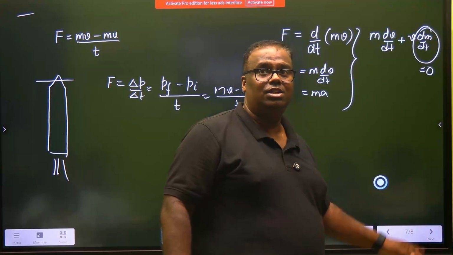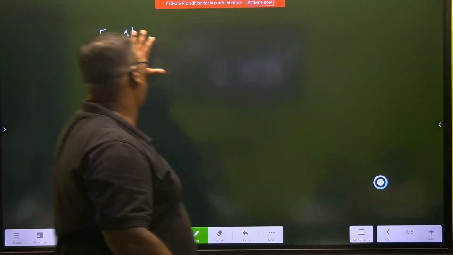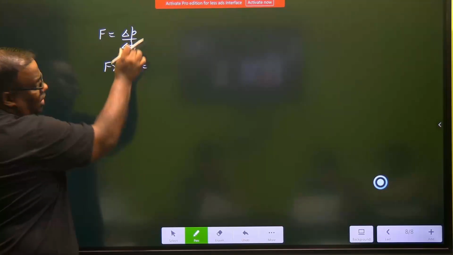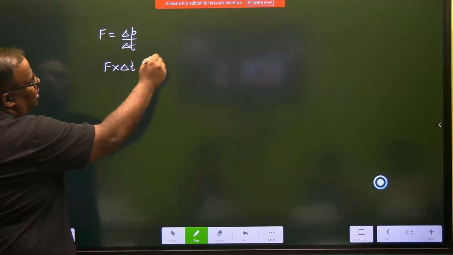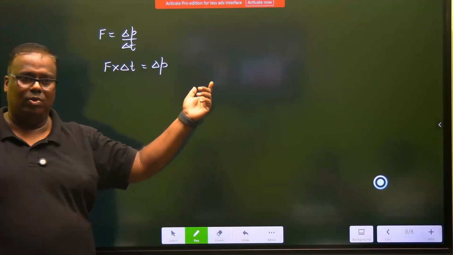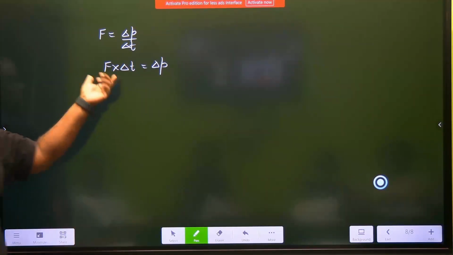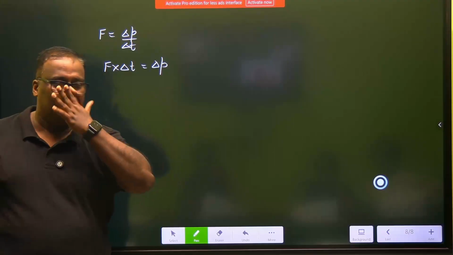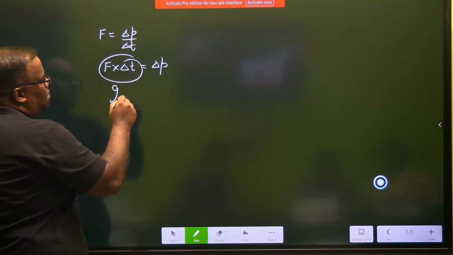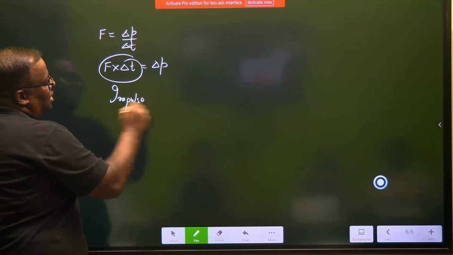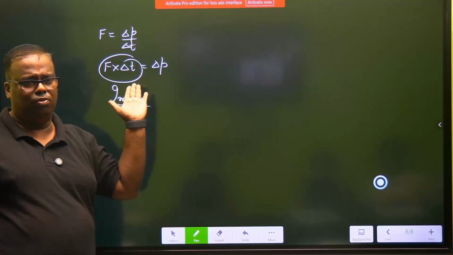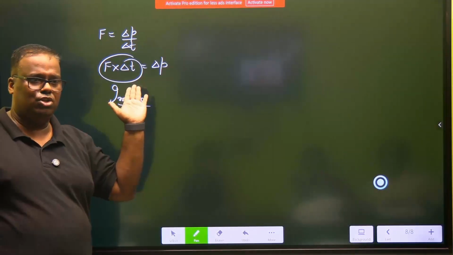Can I change? Okay. If you see this expression and you multiply force with that short time, you get delta P, change in momentum. Okay. Change in momentum, and force on a short time. This quantity is known as impulse. Impulse is the product of force acting for a very short period of time.